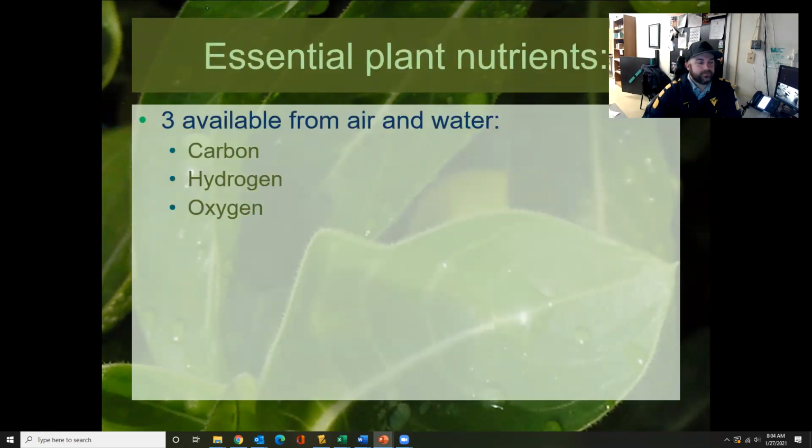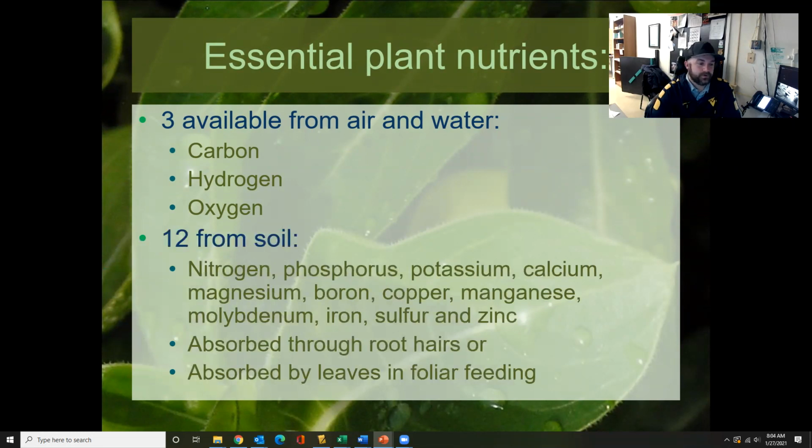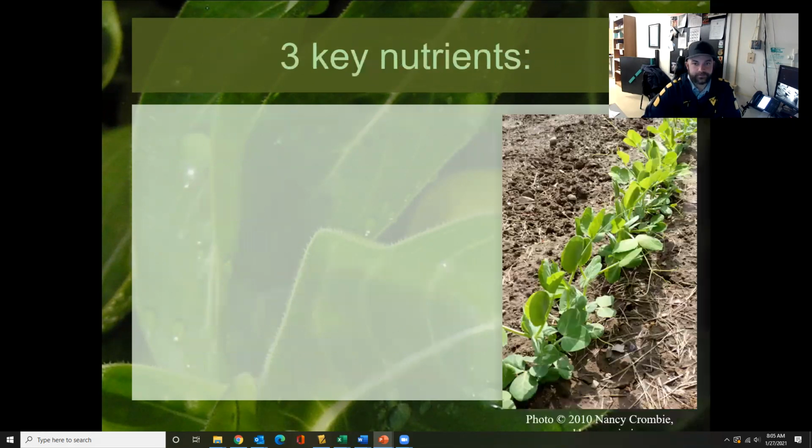Essential plant nutrients. We have 3 available from air and water, which are carbon, hydrogen, and oxygen, and 12 from soil, which are nitrogen, phosphorus, potassium, calcium, magnesium, boron, copper, manganese, molybdenum, iron, sulfur, and zinc. These are absorbed through root hairs or absorbed by leaves in foliar feeding.